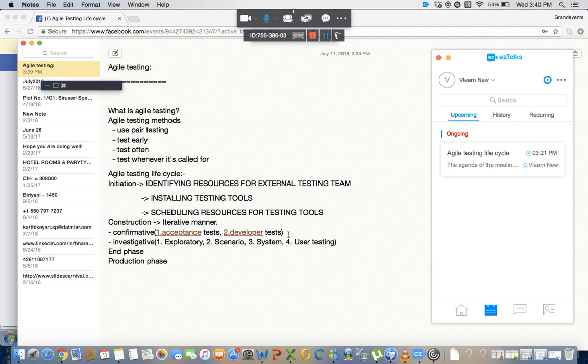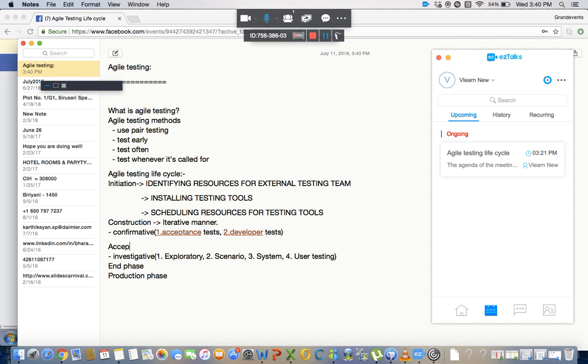So acceptance test is concerned with project requirements specifications. So Agile acceptance testing is a mixture of functional testing and user acceptance testing.